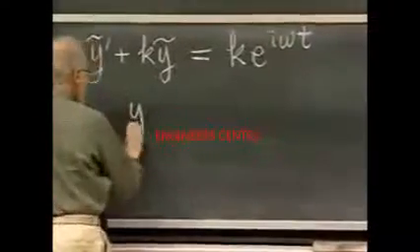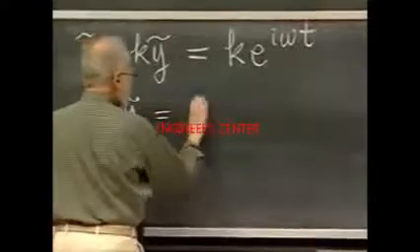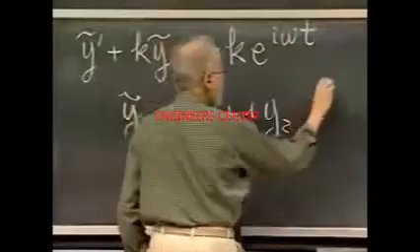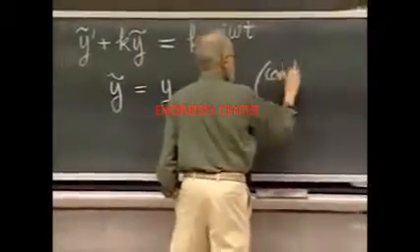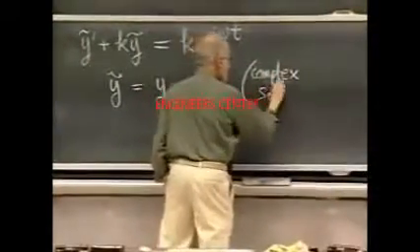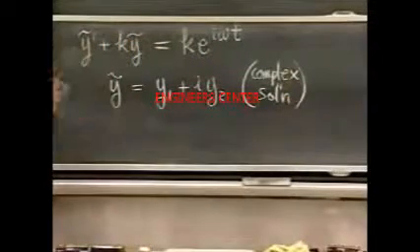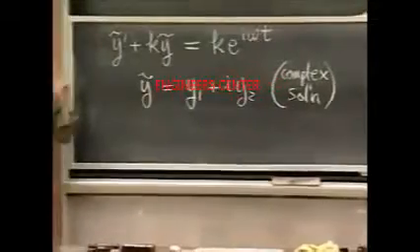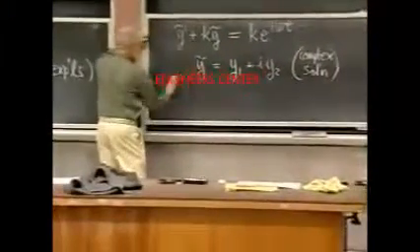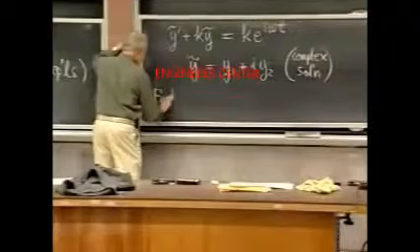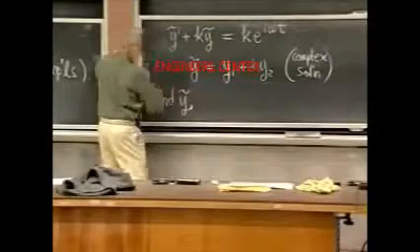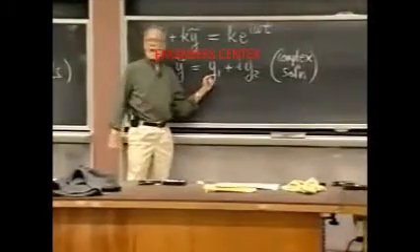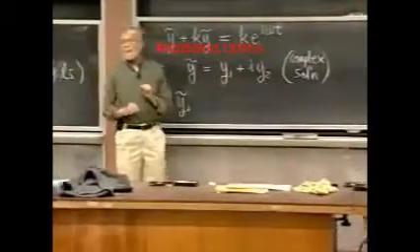So y tilde is the complex solution, and it's going to have the form y1 plus i times y2. Now what I say is: solve it, find this complex solution. The problem is to find y tilde. That's the complex solution. And then all you have to do is take the real part of that, and that will answer the original problem.